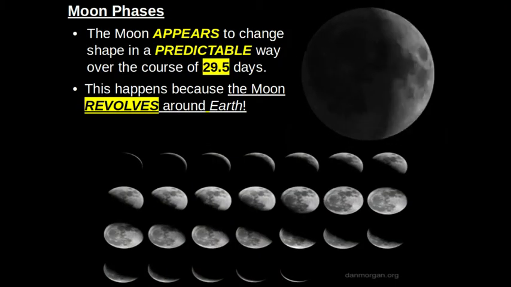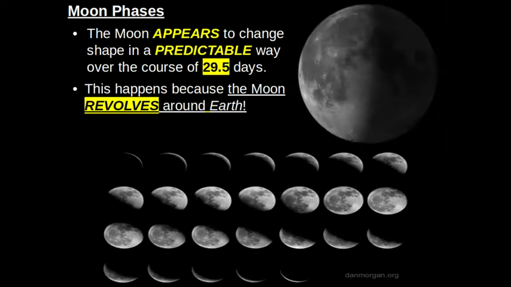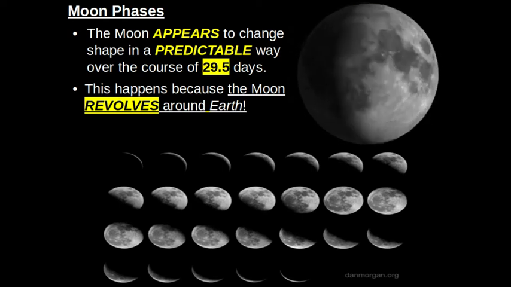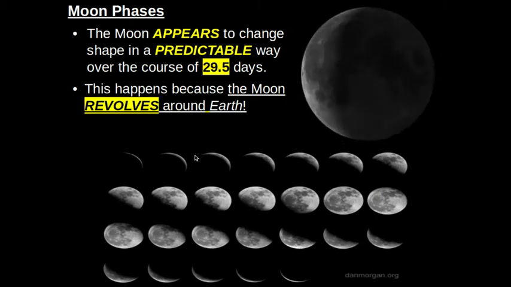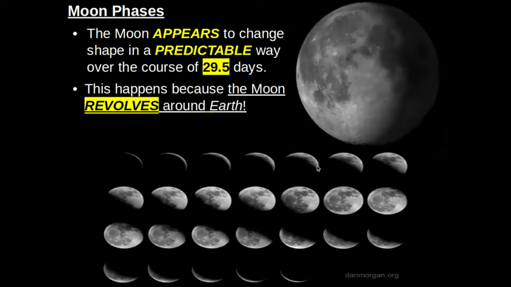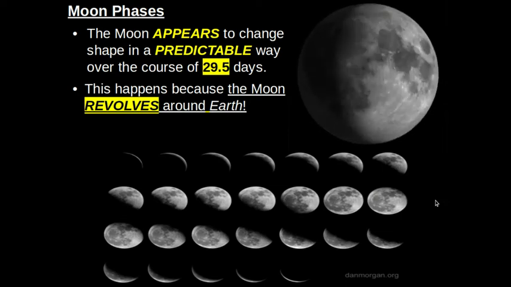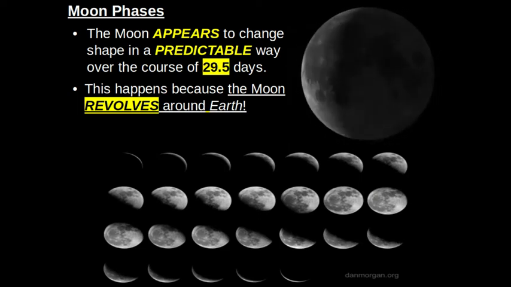Today we're going to be talking about moon phases. And by phases, we mean the different shapes that the moon appears to take throughout the course of the month. So the moon appears to change shape in a predictable way over the course of about 29.5 or 29 and a half days. So these are typically the phases or the shapes of the moon you'll see throughout the entire month. And the reason why the moon appears to change shape throughout the month is because the moon is revolving around the Earth. As the moon moves around the Earth, we see different portions of the moon.